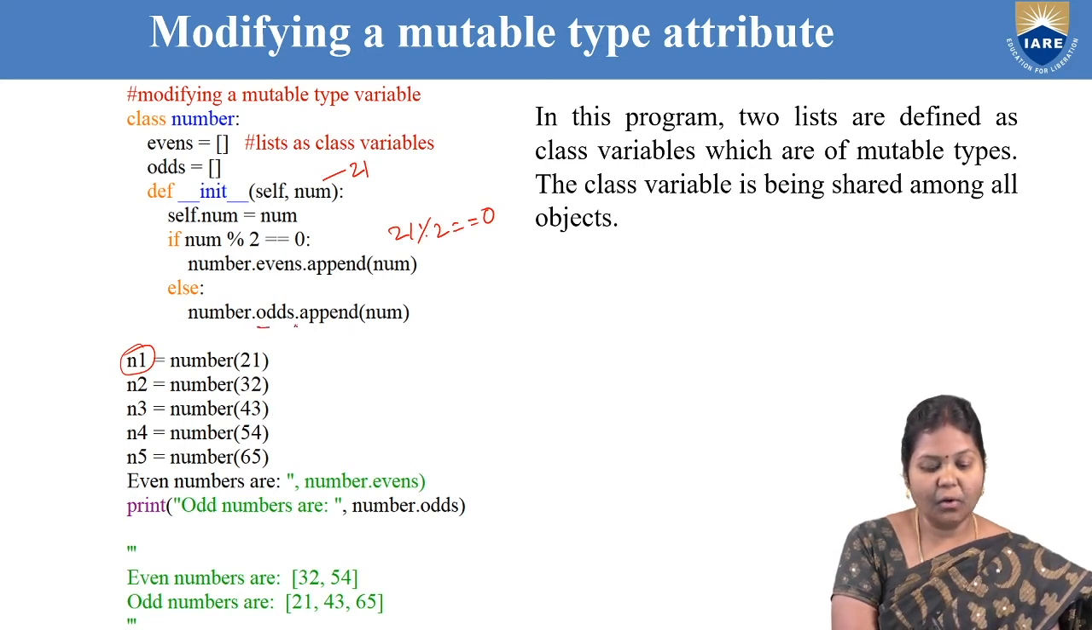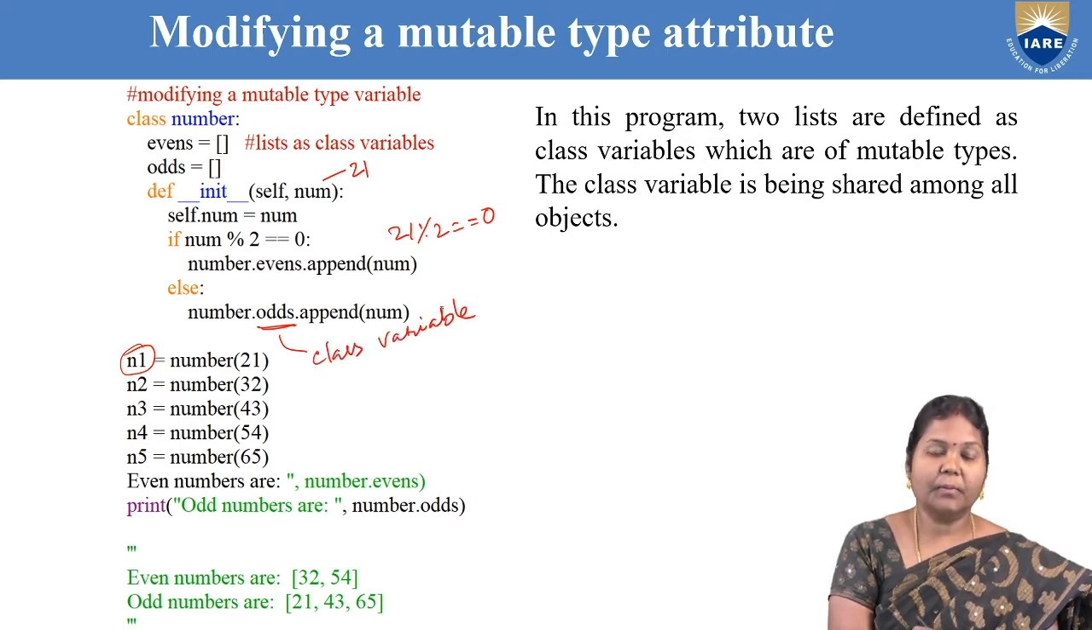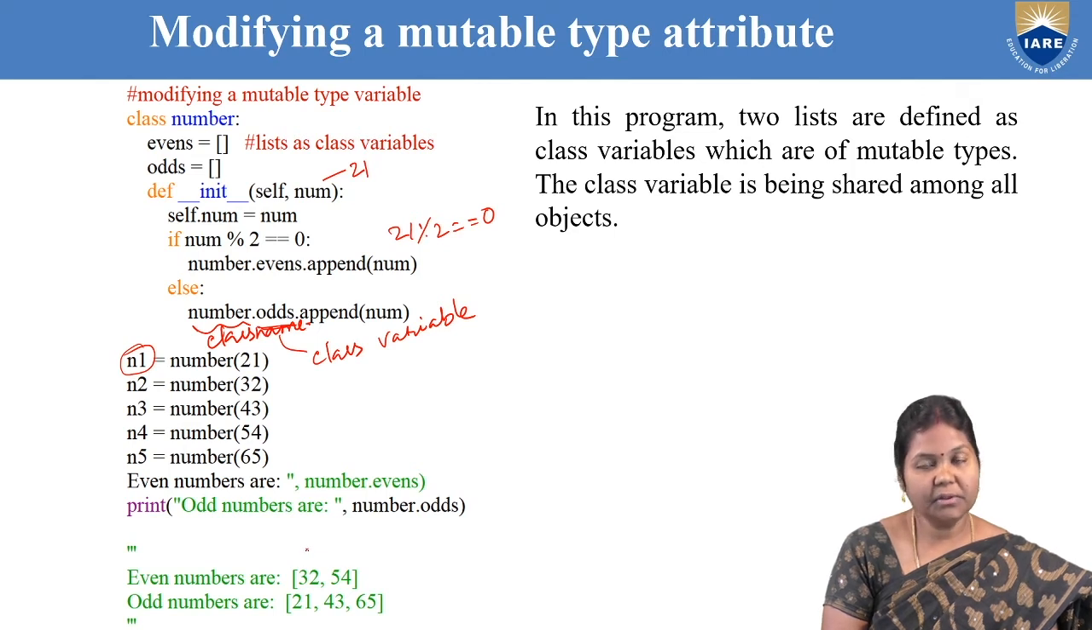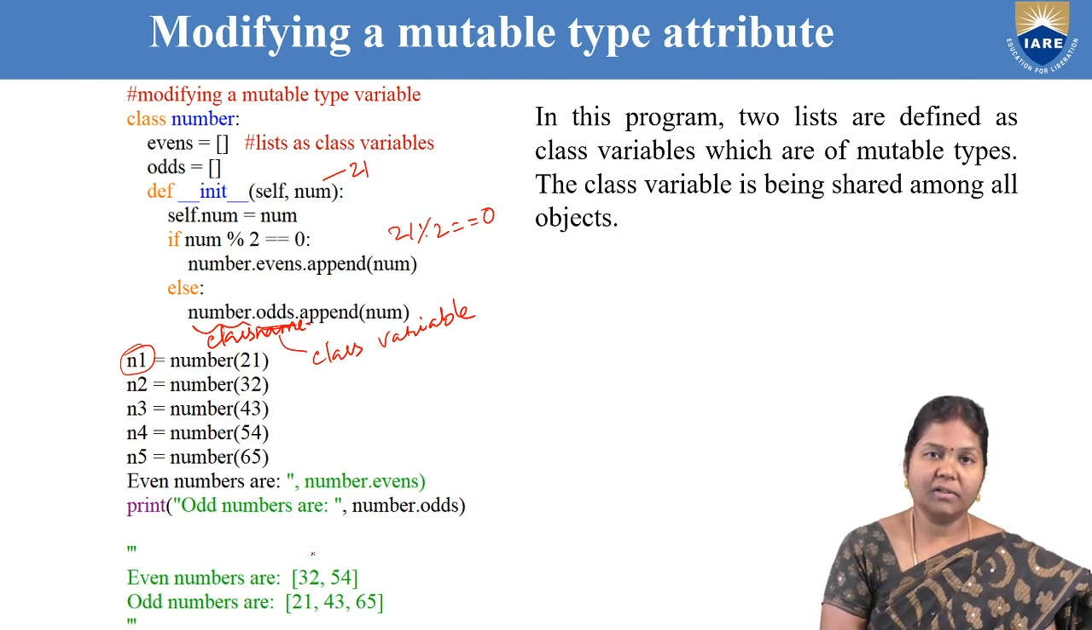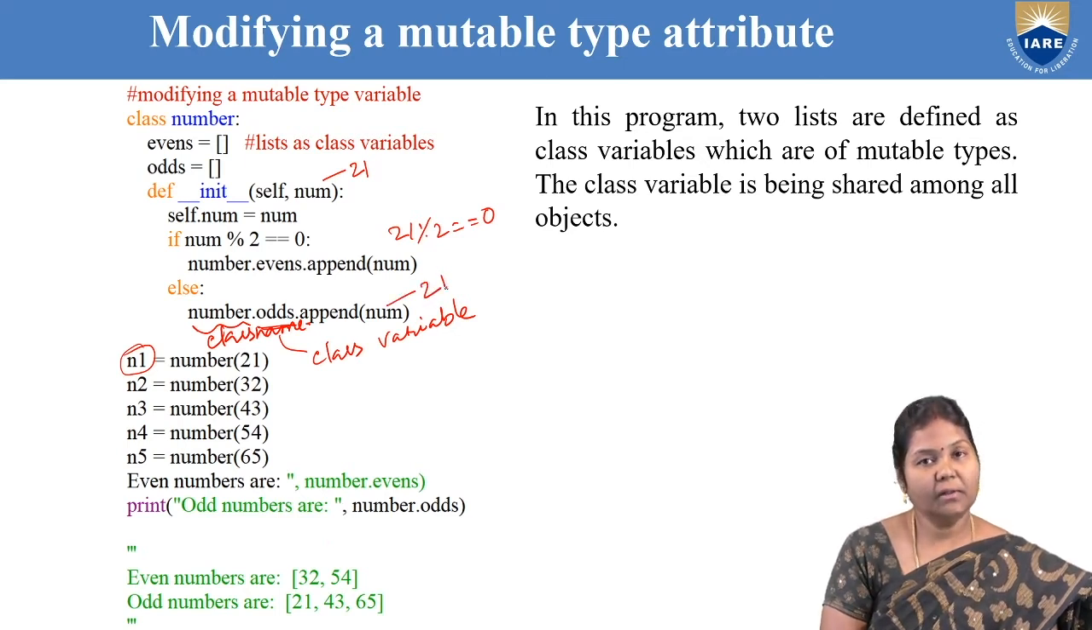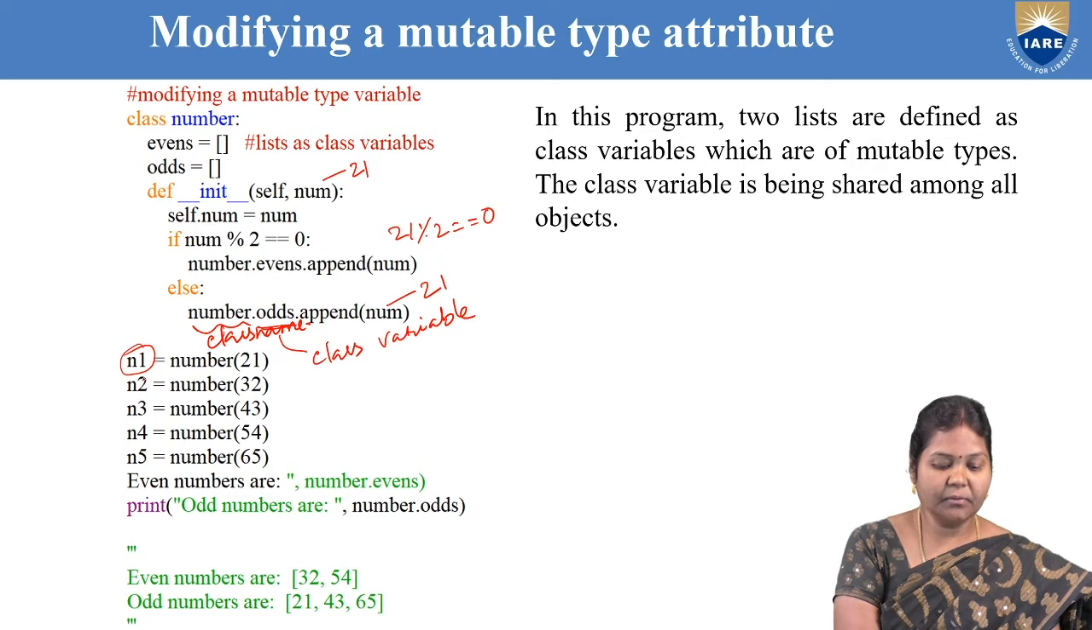You know that odds is a class variable. So we have to write down the class name dot the class variable. Number dot odds is the name of the list, dot append, and we are appending 21 to the odds list. Now the next time when you are creating another object, we are passing 32.